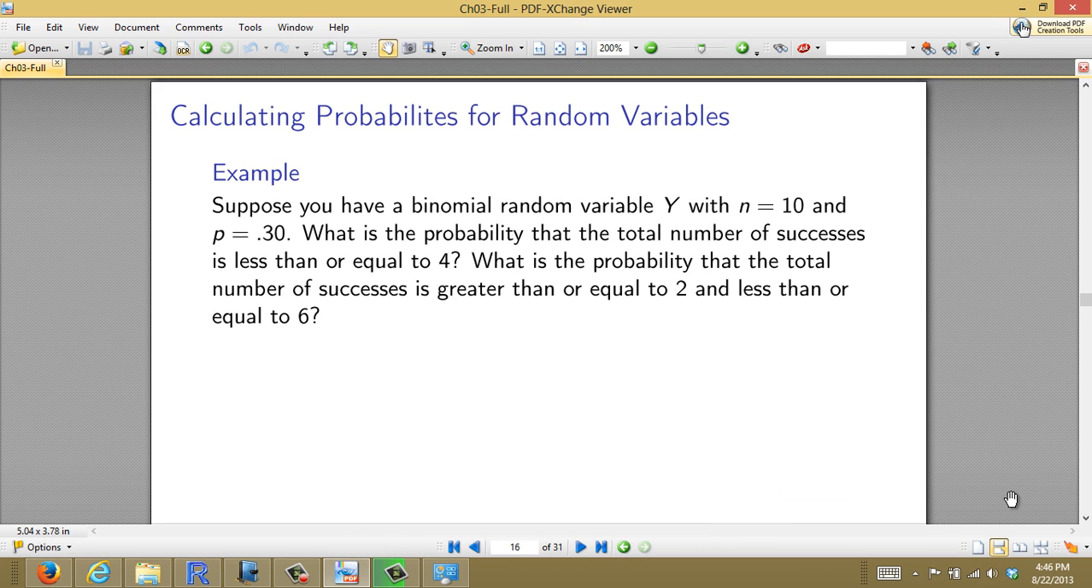So let's talk about how to calculate probabilities for some common statistical distributions using R. In this first example, we'll assume that we have a binomial random variable with 10 trials and the probability of success for each trial being equal to 0.3. And we'd like to answer the question, what's the probability that the total number of successes is less than or equal to 3? And the second question is, what is the probability that the total number of successes is greater than or equal to 2 and less than or equal to 6?